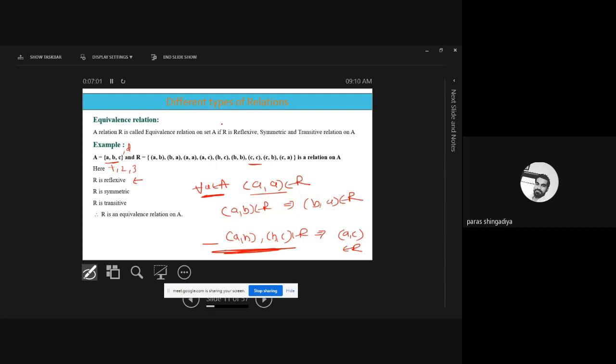Second case, BC and CB. Clear? Where one value is common, B is common. So BC and CB will create B comma B. So it is given there. Okay. Then for all such cases it exists. Okay, CC and C comma A, so C comma A exists. Clear? Then AB and B comma B, so AB exists there. Clear?